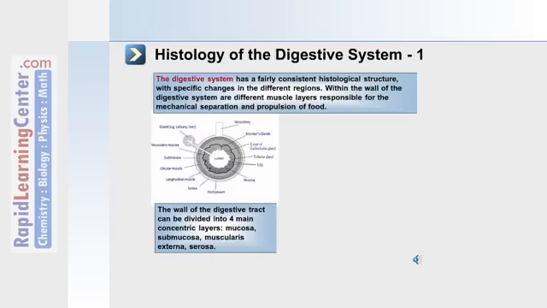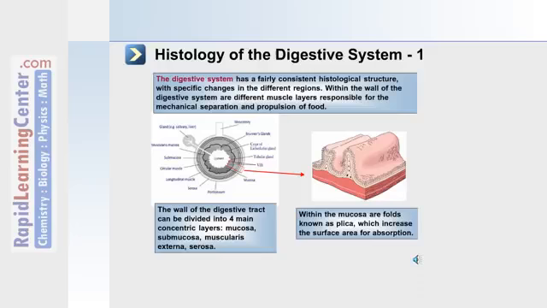The lumen is in the center. The muscularis mucosa and submucosa are surrounded by circular and longitudinal muscle layers. The wall can be divided into four main concentric layers: mucosa, submucosa, the muscularis externa, and the serosa. Within the mucosa are folds known as plica. These increase the surface area for absorption.